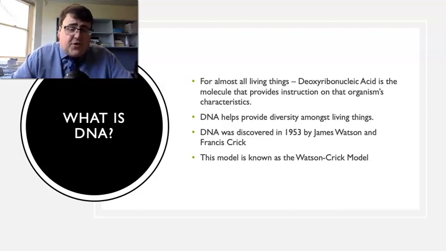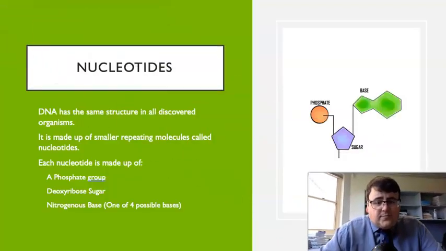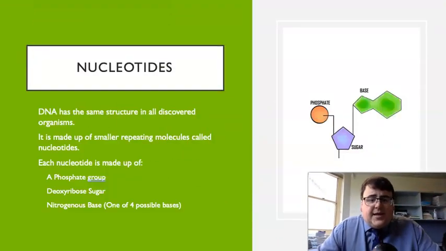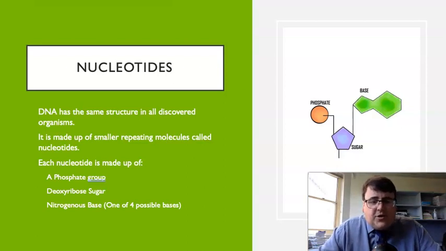Because the model was proposed by James Watson and Francis Crick, we refer to it as the Watson and Crick model. The Watson and Crick model tells us that DNA is made up of many repeating units, and those units are called nucleotides. Each nucleotide is made up of 3 different components.